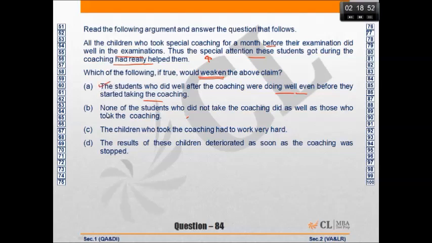Let us look at subsequent choices. None of the students who did not take coaching did as well as those who took coaching. This will actually strengthen the argument. So choice B cannot be the answer. Choice C, the children who took coaching had to work very hard, is not relevant. The results of these children deteriorated as soon as the coaching stopped. This will strengthen the argument, not weaken it, because if the results deteriorated after coaching stopped, that means coaching helped them improve. So the correct answer has to be choice A.